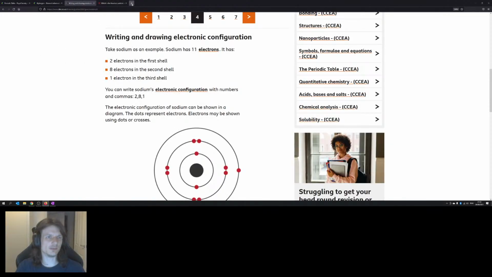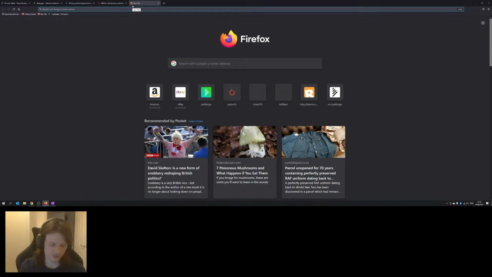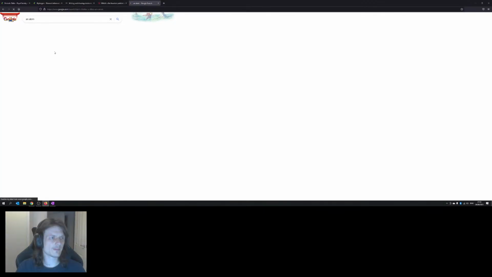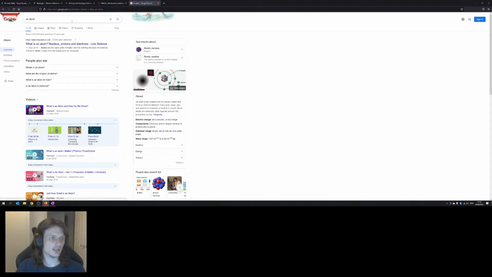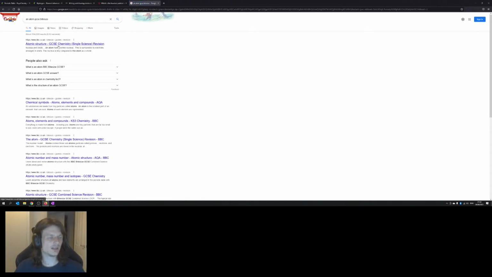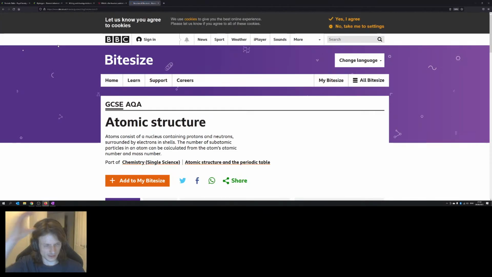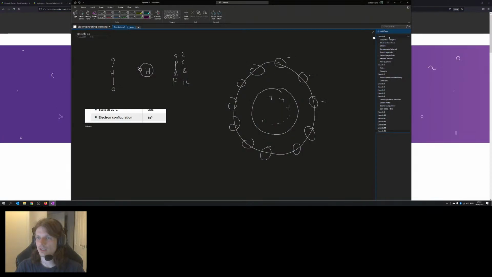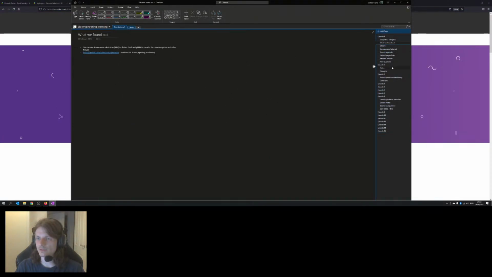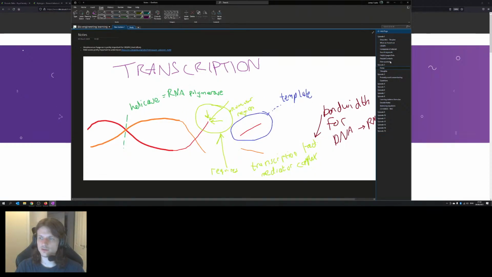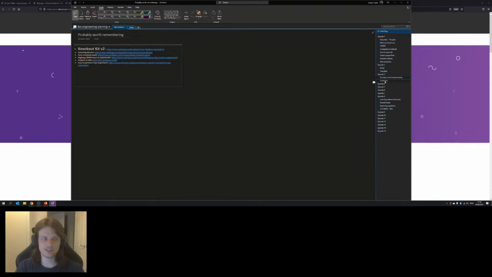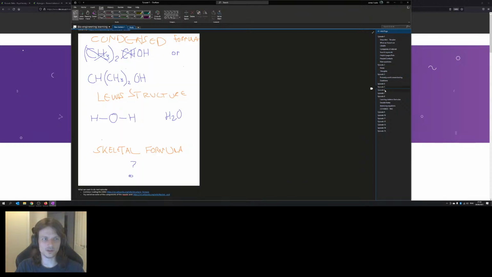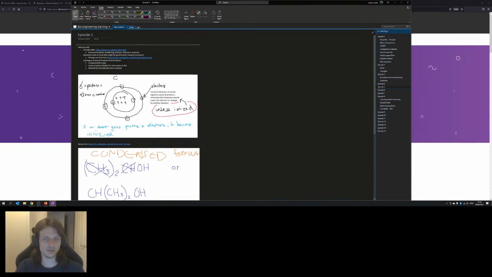Shit, I can't remember, damn it. This is so annoying. Okay, so an atom. GCSE Bitesize. Let's figure this out again. I just can't remember. Maybe it's in my documents here. What we found out. Nope. Notes. Yep. Probably worth remembering. So 4. Nope. Oh yeah, we got into it here.